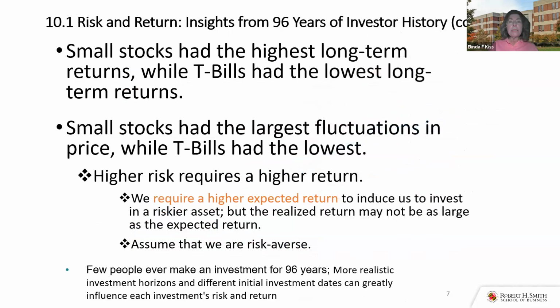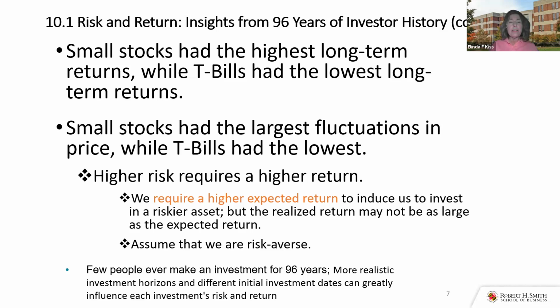The small stocks had the highest long return, but they also had the greatest fluctuation in price. Higher risk means we will require a higher expected return. You may not realize that expected return, but that is what we are saying. If we've got to take risk, then we've got to see a higher expected return. We are therefore going to assume that we are risk averse. Few people ever make an investment for 96 years.